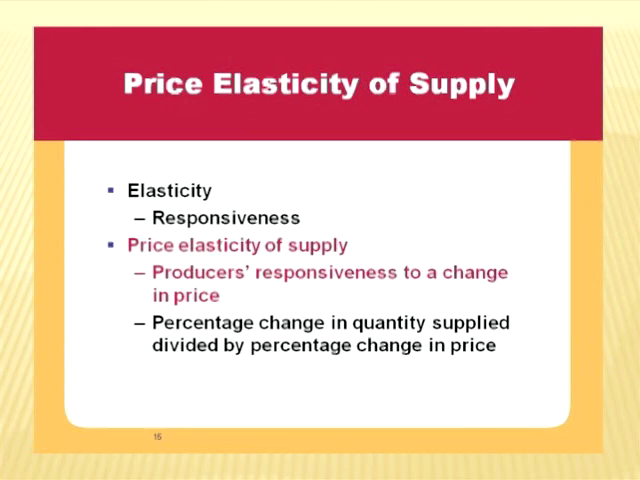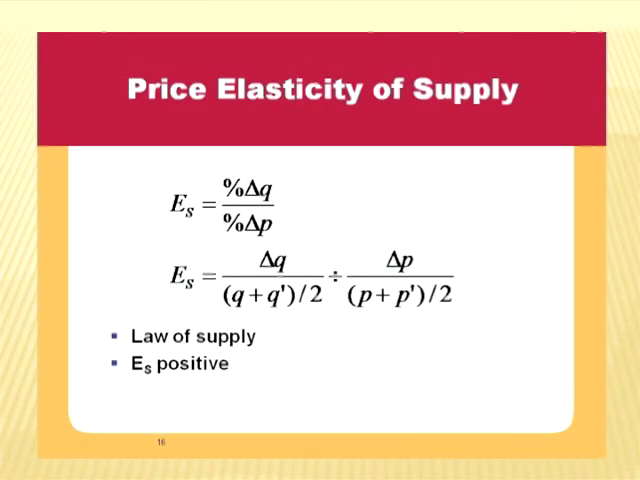Now we can do the exact same thing for supply, and we can define a responsiveness on the part of the producer. This is, how does the producer respond to any change in price? It's exactly the same calculation. It's the percentage change in quantity supplied divided by the percentage change in price. In terms of actually calculating it, we do it exactly the same way. We find the difference in quantity and divide it by the average quantity, and that's the numerator. Then in the denominator, it's the difference in price divided by the average of price.